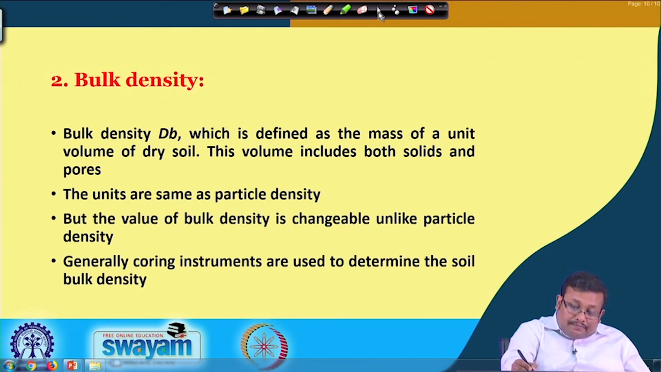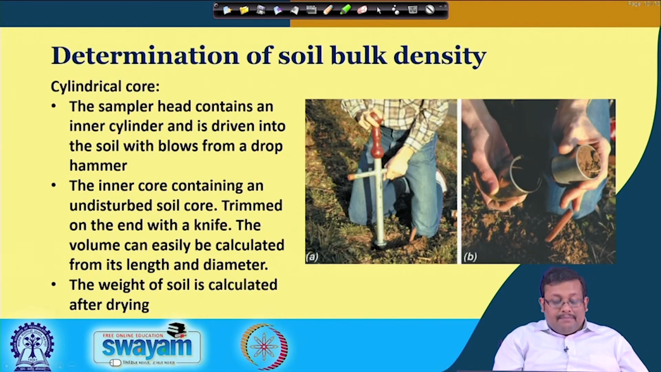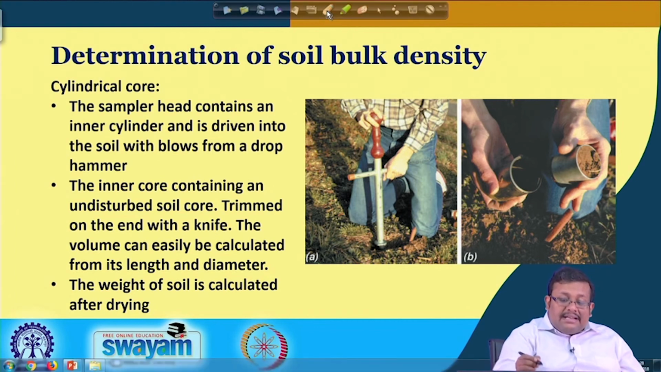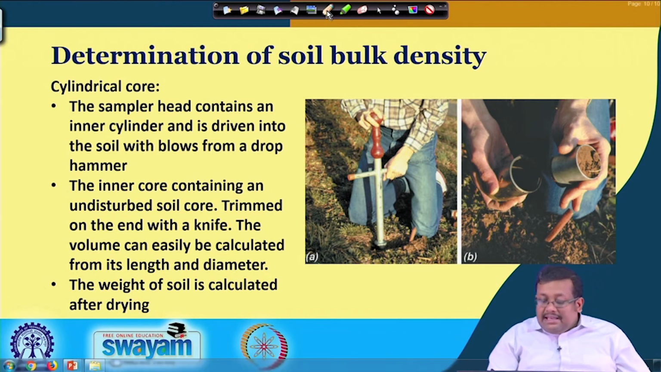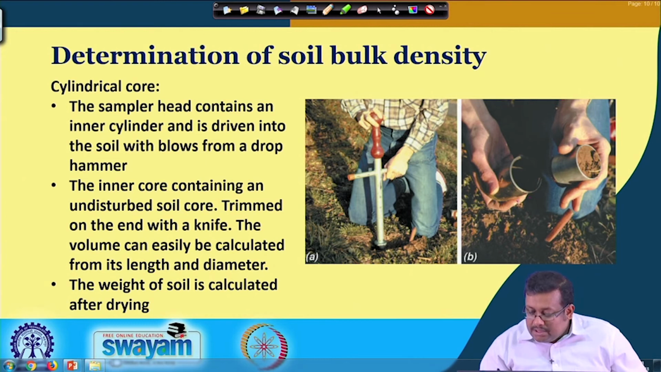We will see some examples later on. So, how do we determine soil bulk density? Generally, we use some cylindrical core for determining the soil bulk density, and as you can see, this is a cylindrical core. I have shown here some pictures.